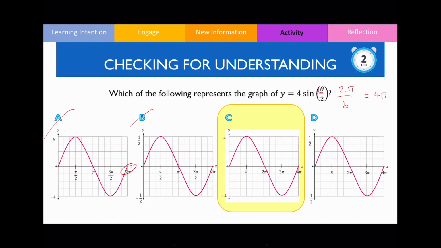Now, in this case over here, your amplitude should be 4. So therefore, this is going to be the correct answer because your minimum and maximum value is equal to -4 and +4. It shouldn't be half or -half at all.